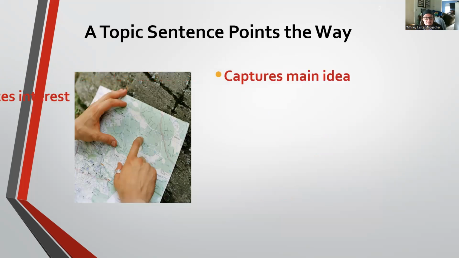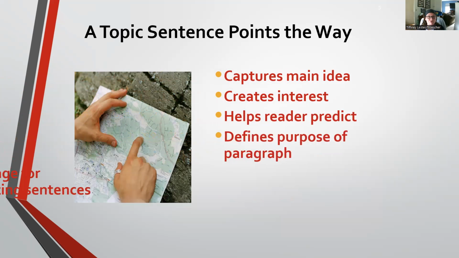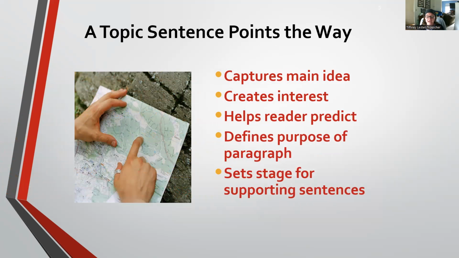The topic sentence points the way. It captures the main idea of the paragraph. It creates interest in the paragraph. It helps the reader predict what the rest of the paragraph is going to discuss. It defines the purpose of the paragraph. It sets the stage for the supporting sentences. So your topic sentence is a crucial element of your paragraph.